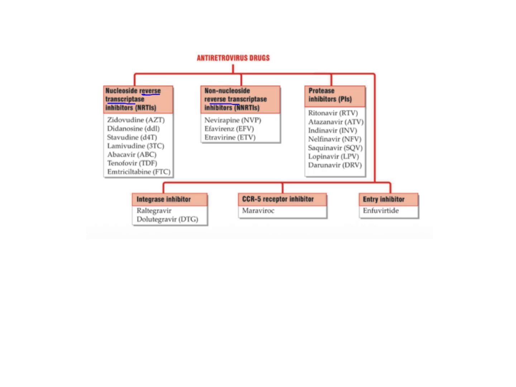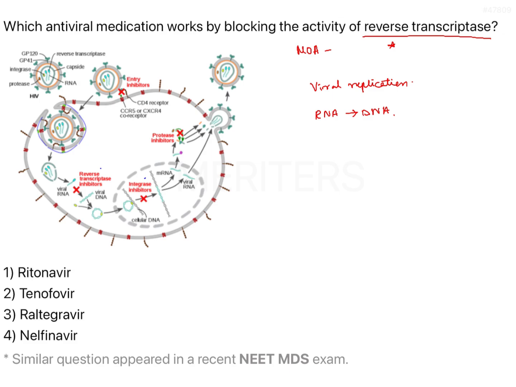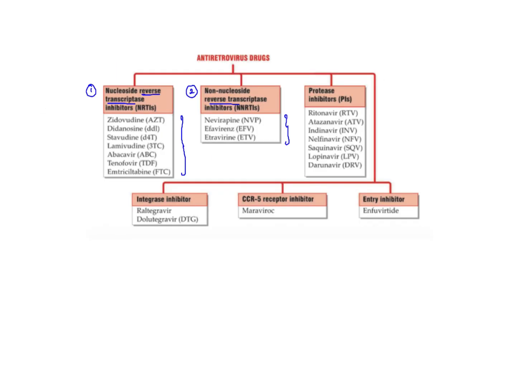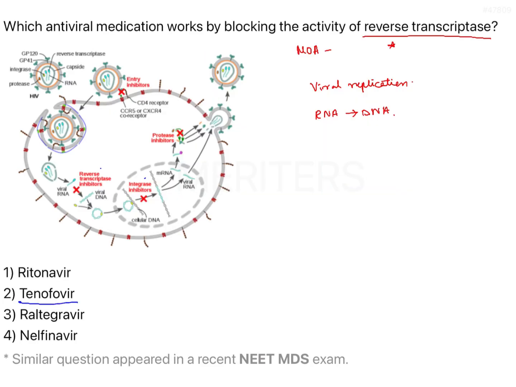So here we have two types of them. Number one, we have nucleoside reverse transcriptase inhibitors, and number two, we have non-nucleoside reverse transcriptase inhibitors. So this is a list of the drugs in each of the categories, and amongst the options, if you see, tenofovir is one of the drugs which you can find in the nucleoside reverse transcriptase inhibitor category. Okay, so this is going to be our answer, but let's have a look at the other drugs also, in which category they are in.